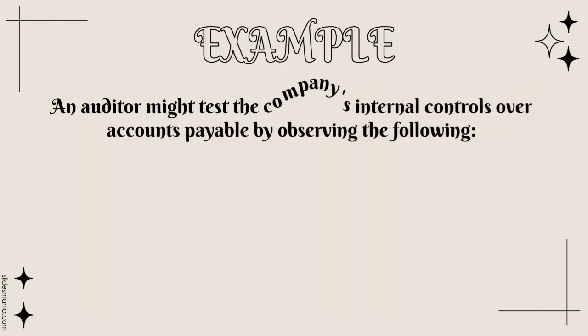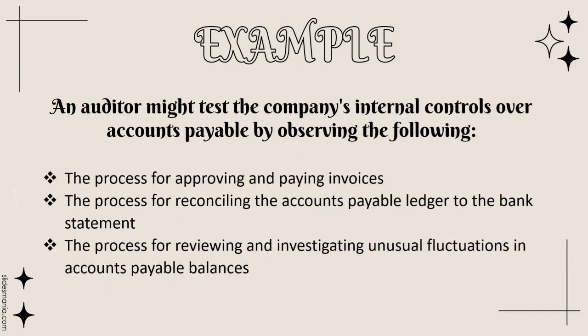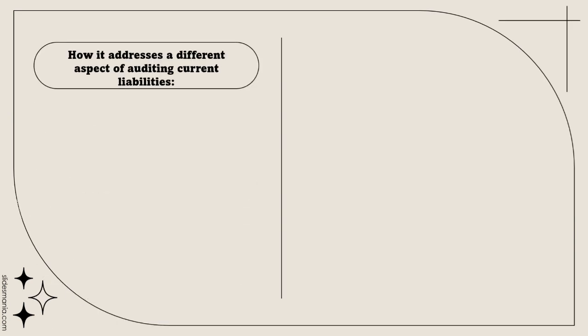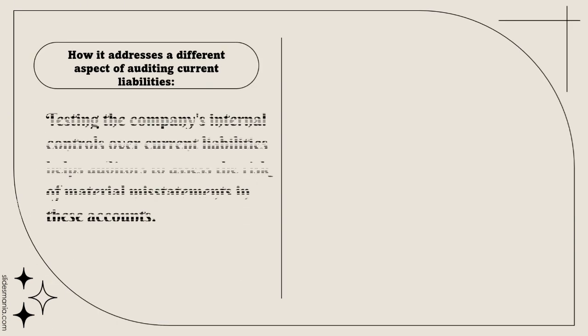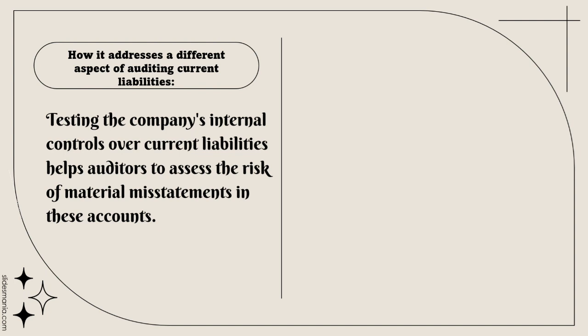Example: an auditor might test the company's internal controls over accounts payable by observing the following: the process for approving and paying invoices, the process for reconciling the accounts payable ledger to the bank statement, the process for reviewing and investigating unusual fluctuations in accounts payable balances. How it addresses a different aspect of auditing current liabilities. Testing the company's internal controls over current liabilities helps auditors to assess the risk of material misstatements in these accounts.